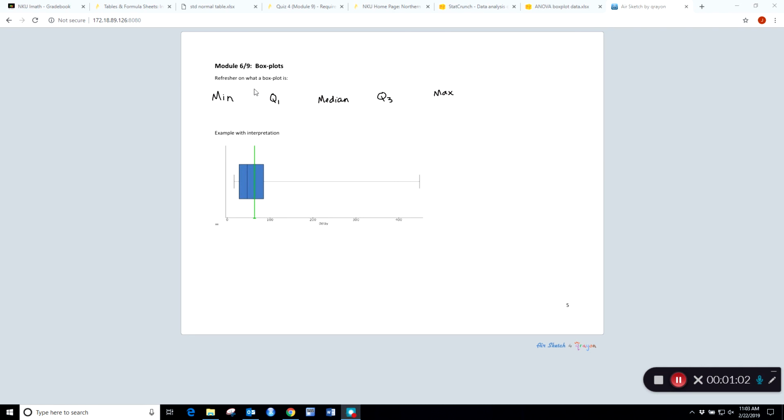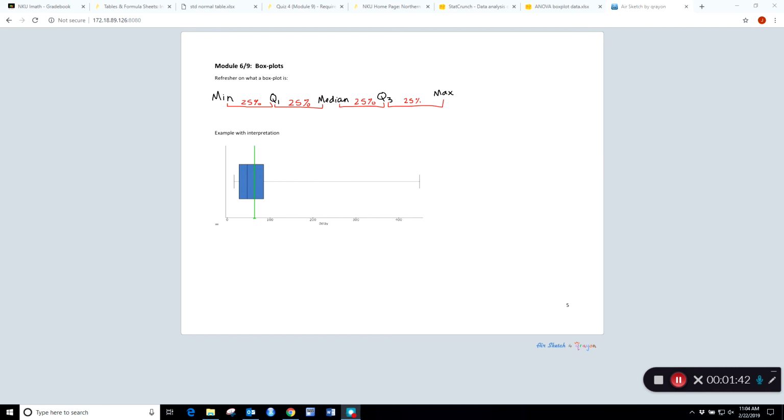So 25% of my observations will be between the minimum and Q1, because Q1 is my first quartile, so that's the first quarter of the data. Between Q1 and the median is also 25% of my observations. Between the median and Q3 is another 25%. And then finally between Q3 and the max is also 25%. So 25% of your data points are going to fall between each of those spots.